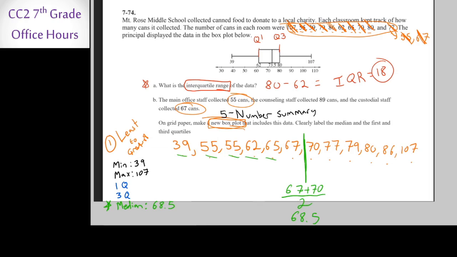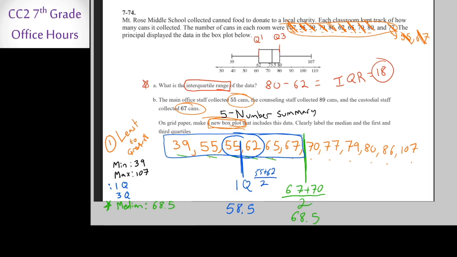Awesome. So you find that the median is 68.5, and now in order to find your first quartile, you look at the lower 6 numbers. I'm looking at just those 6, and you're going to find the median of those, which uses 55 and 62. Whatever's right in the middle of that is your first quartile. You add those together, divide by 2, so 55 plus 62 divided by 2, and you get 58.5.